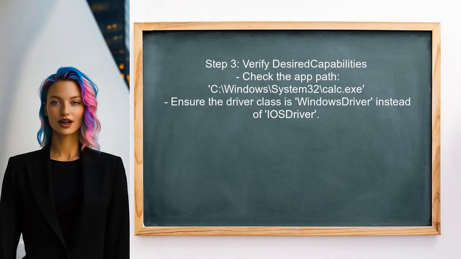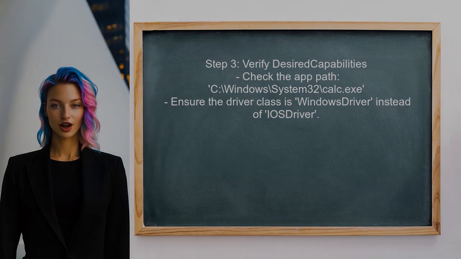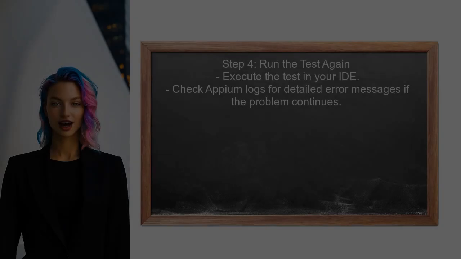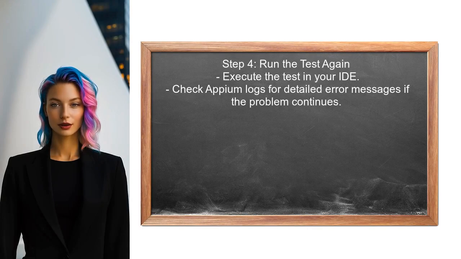Now, the user needs to check the desired capabilities in their code. They should ensure that the app path is correct and that they are using the right driver class. After making these adjustments, the user should run their test again. If the issue persists, they may want to check the Appium logs for more detailed error messages.